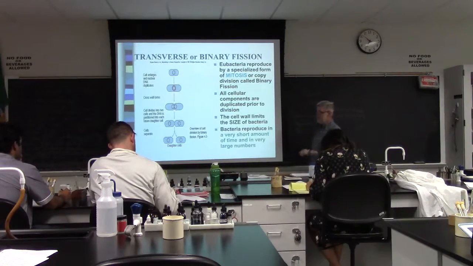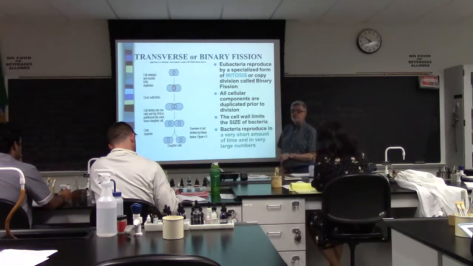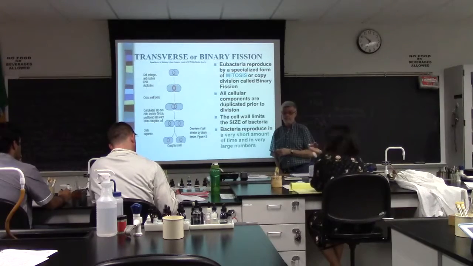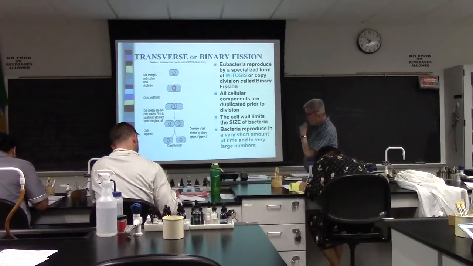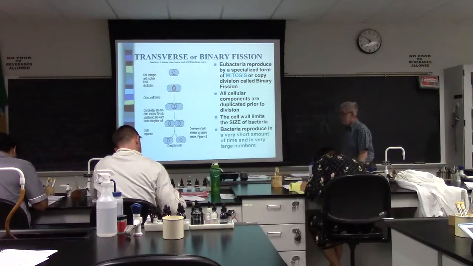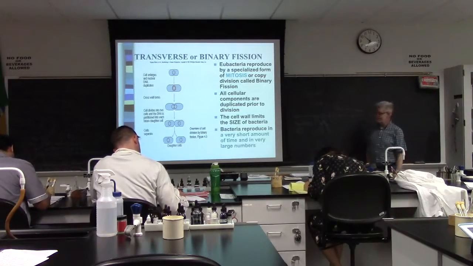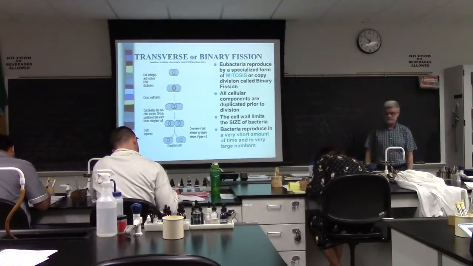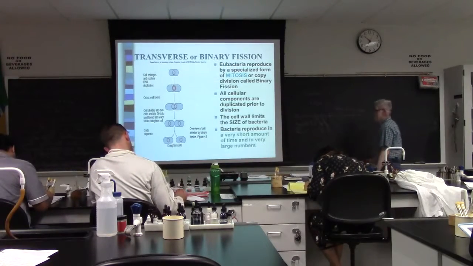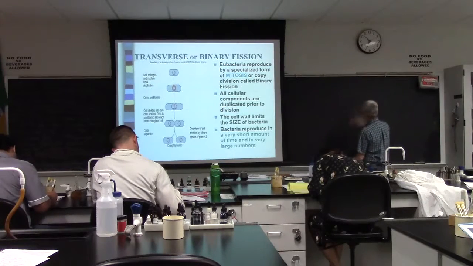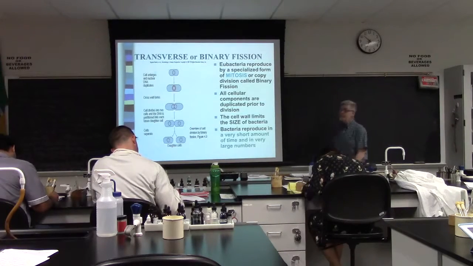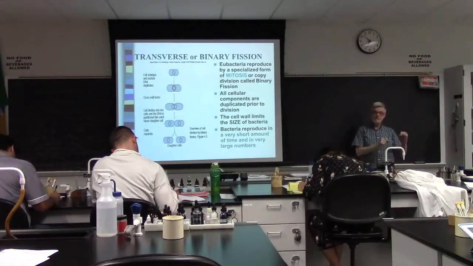Now, the time it takes for one cell to become 2 is called generation time. And in bacteria, it's extremely short. It can be as short as 20 minutes. And they actually found one that's a little over 60 seconds. So generation time in bacteria is extremely quick. What is generation time? The amount of time that it takes for one to become 2.